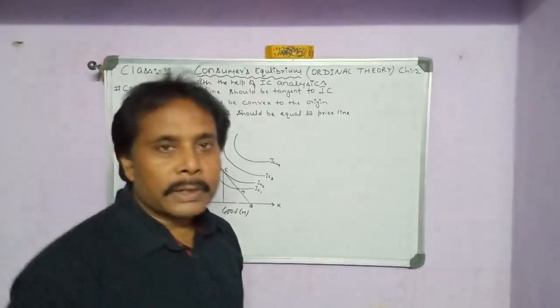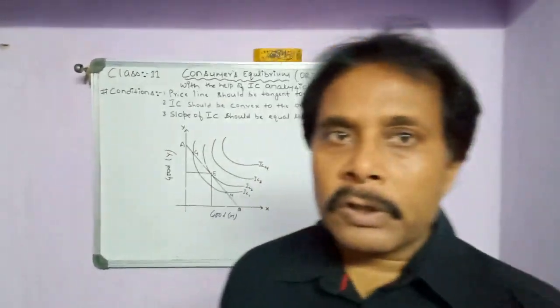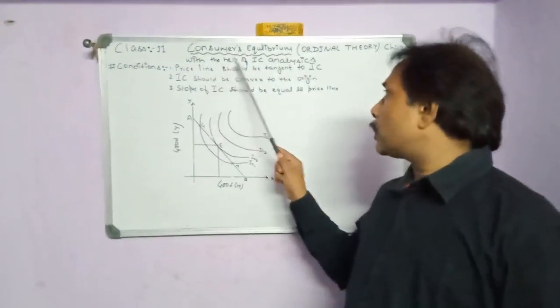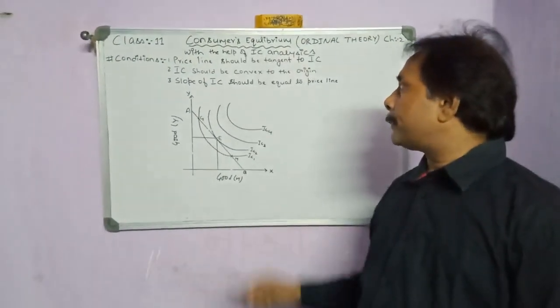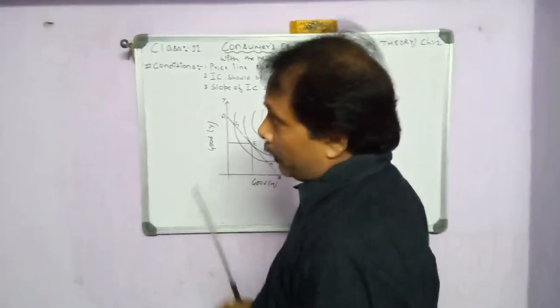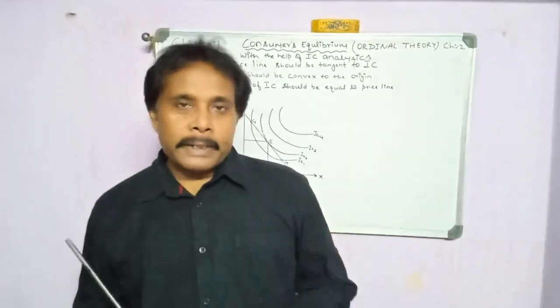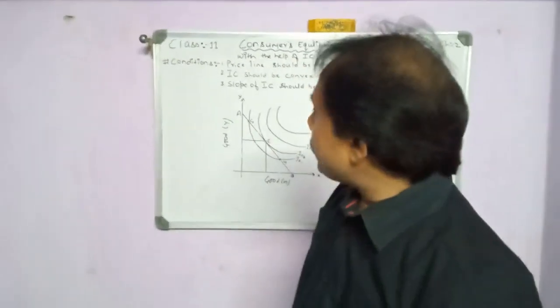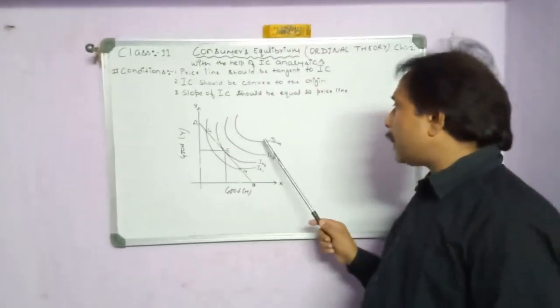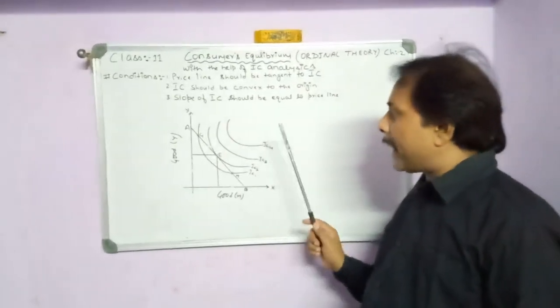I am going to discuss the consumer's equilibrium with the help of indifference curve, also known as analysis of indifference curve for consumer's equilibrium. For explaining this theory, we have taken two things: one is the budget line and the other is the indifference map.